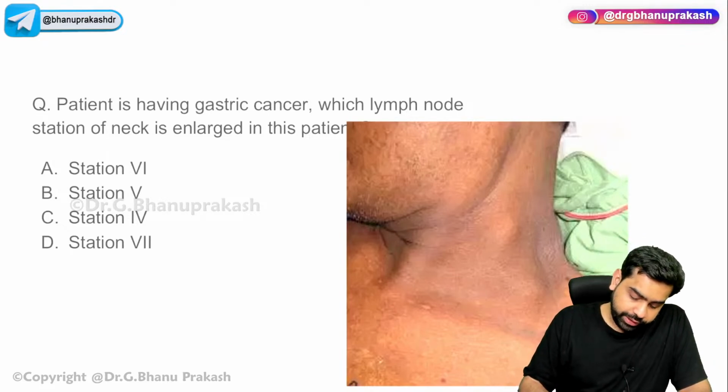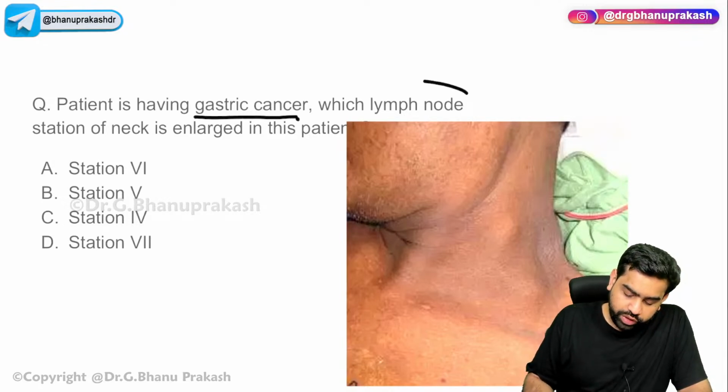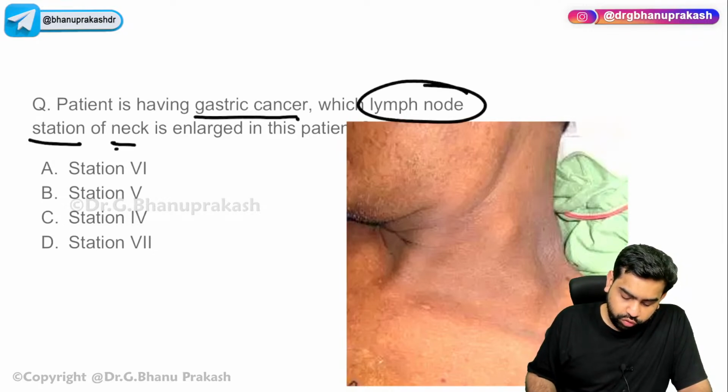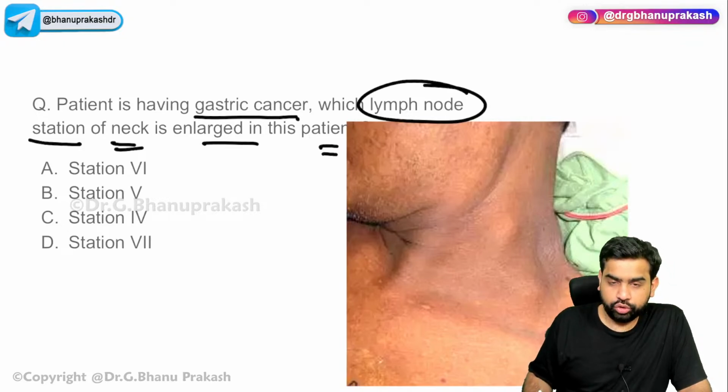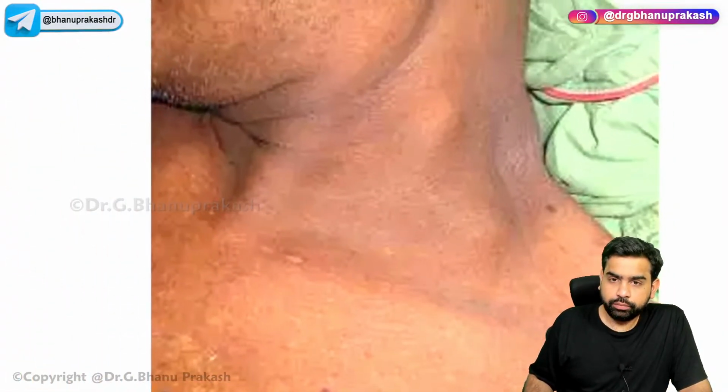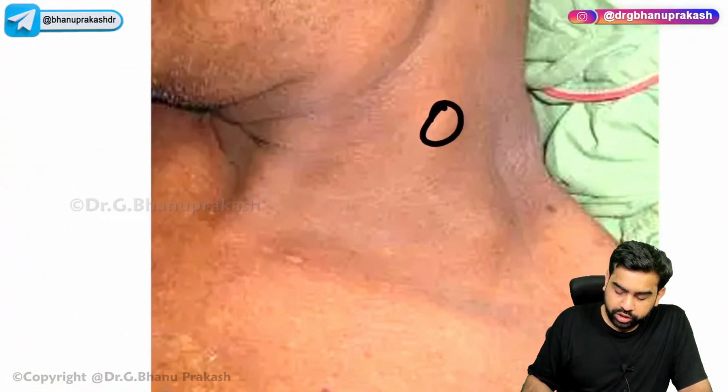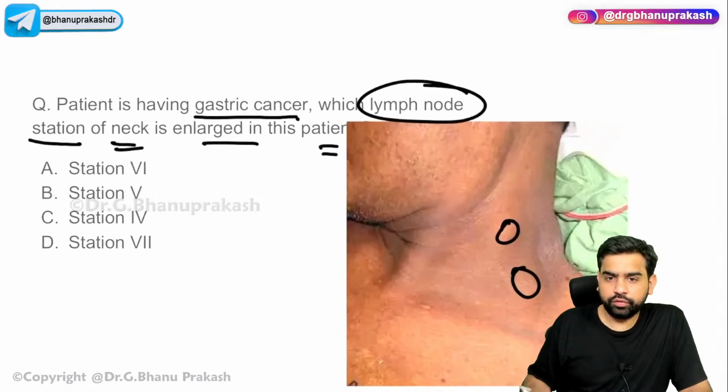Now, in this question, there is a patient who has gastric cancer. Which lymph node station of the neck is enlarged in this patient? This is an image of the patient. I hope you're able to appreciate that these are the supraclavicular group of lymph nodes. So which lymph node station is getting enlarged?